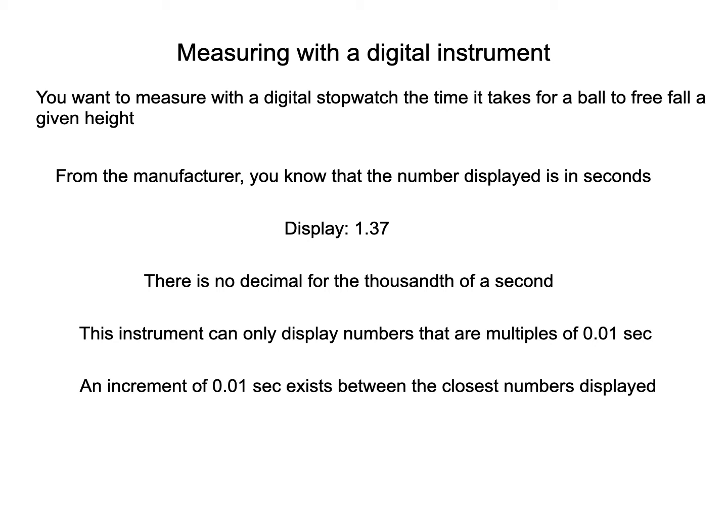What the instrument is telling you is that it takes at least 1.37 second for the ball to fall. In conclusion, a display of 1.37 means that the time it takes to fall is somewhere between 1.37 second and 1.38 second, but you do not know where it is exactly within that range.